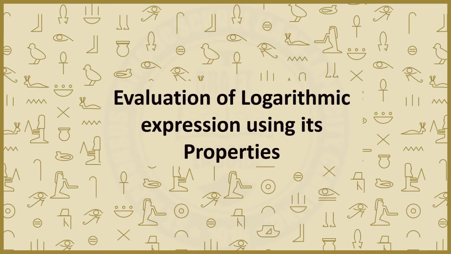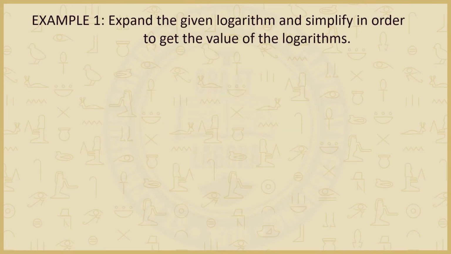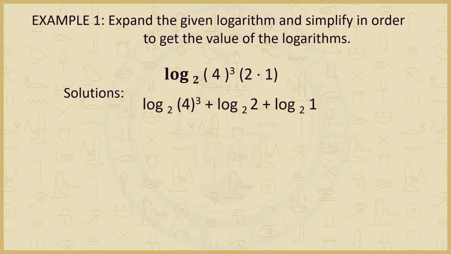So, we will be evaluating the logarithmic expression using its properties. For example number 1, expand the given logarithm and simplify in order to get the value of the logarithm. Now, here is the given. The logarithm of 4 cubed times 2 times 1 to the base 2. Now, we are going to use the product rule and our expression will become like this. The logarithm of 4 cubed to the base 2 plus the logarithm of 2 to the base 2 plus the logarithm of 1 to the base 2.